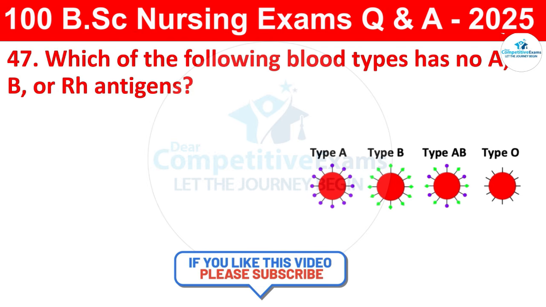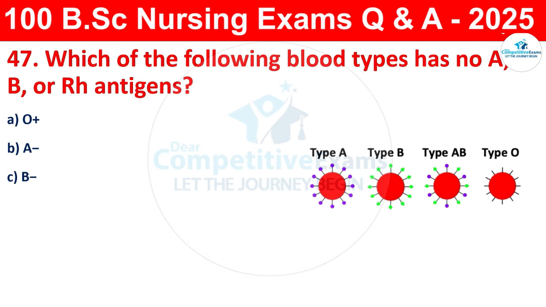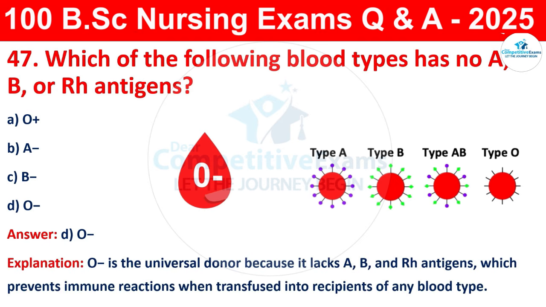Question number 47. Which of the following blood types has no A, B, or Rh antigens? Your options are O positive, A negative, B negative, or O negative. The correct answer is D, that is O negative. O negative is the universal donor because it lacks A, B, and Rh antigens, which prevents immune reactions when transfused into recipients of any blood type.